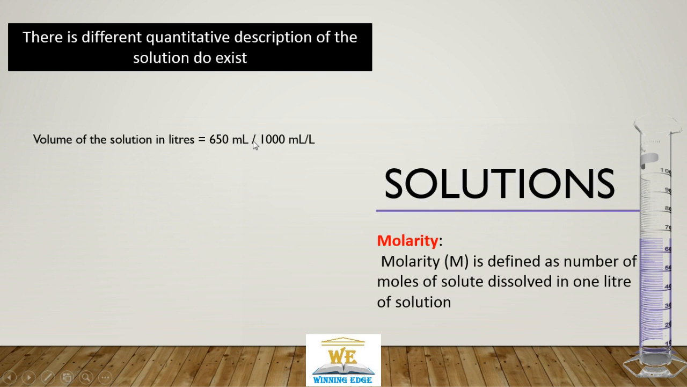Now, in such a solution, what is the molarity? The volume of solution we first convert into liters by dividing by 1000 ml, which is equal to 1 liter. We get the molarity, the number of moles dissolved per liter of solution. So molarity will be 0.192 moles per liter. That's how we describe molarity.